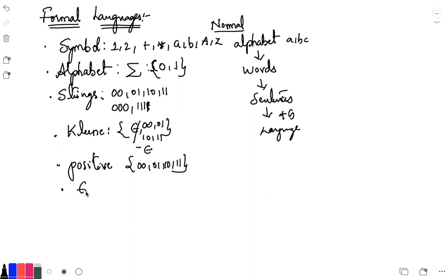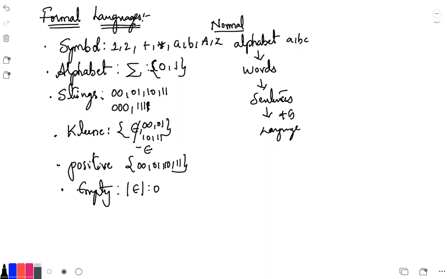Okay. So we discussed the empty string. Mod of epsilon is 0. So modulus, the length, is 0. That's why it is called the empty string. We discussed prefix, suffix, and all these things.